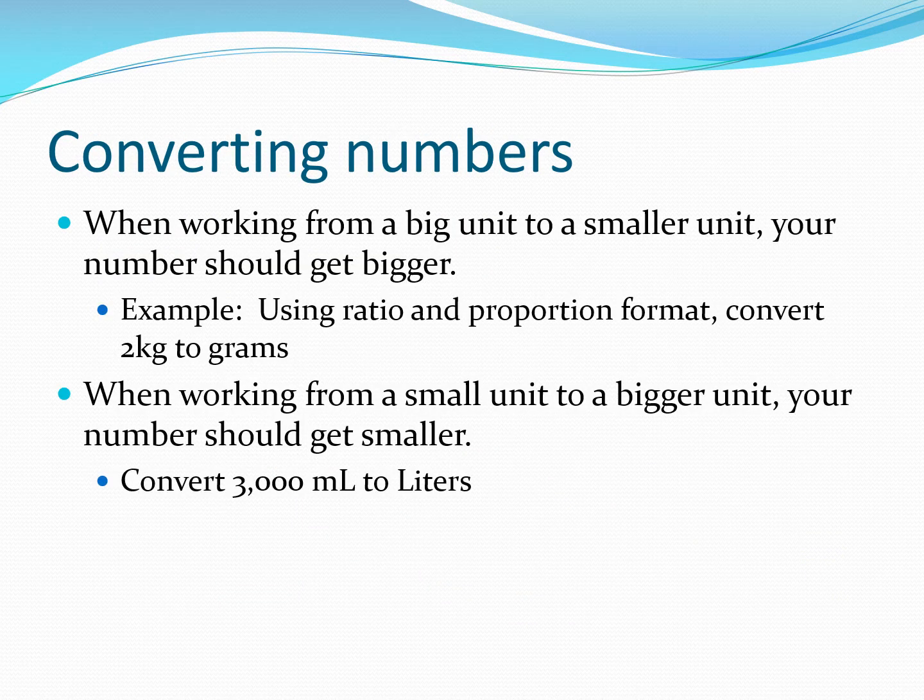So I have some different examples here. There's kind of a little rule, I guess. When you're working from a big unit to a smaller unit, your actual number will get bigger. For example, if you're using ratio and proportion format to convert 2 kilograms to grams, even though grams are a smaller unit than a kilogram, the number itself is going to be bigger.